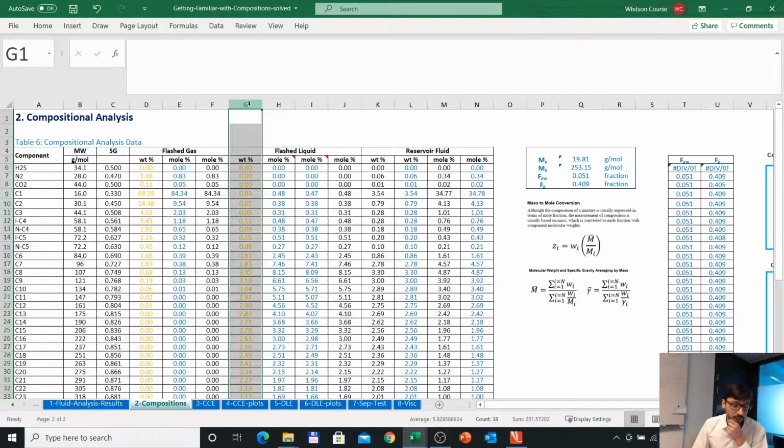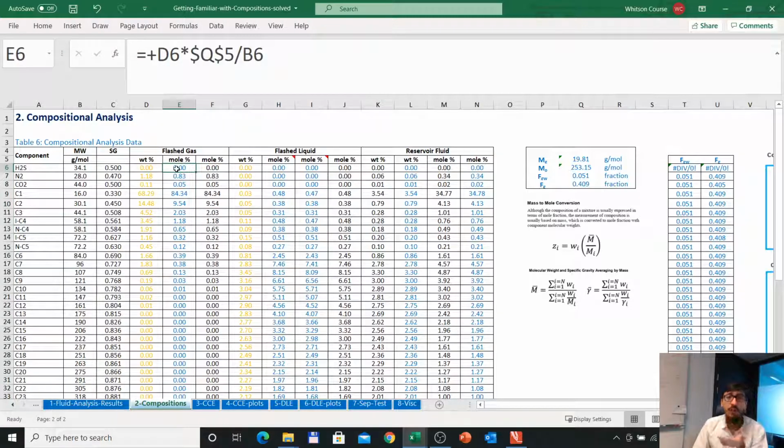And then the mass composition of the flash liquid and the flash gas. And then the PVT labs provide you the composition in mole percent here. So this is what the lab has provided in terms of mole percent. And here what we try to do is calculate the composition in terms of mole fraction by ourselves, and see if the calculated value matches the lab value.